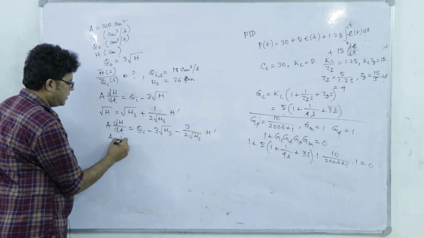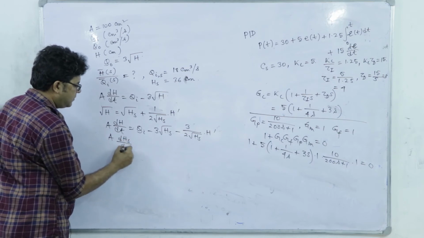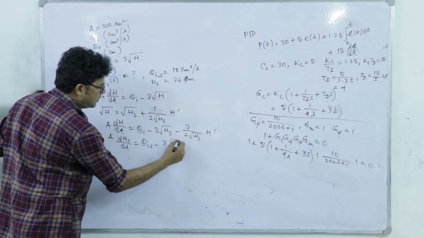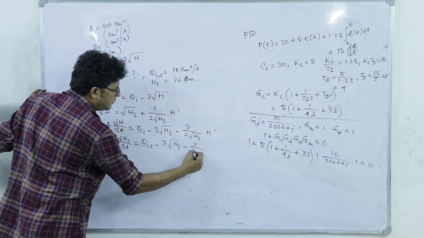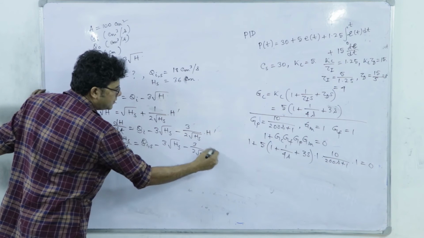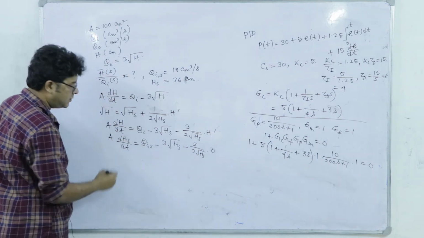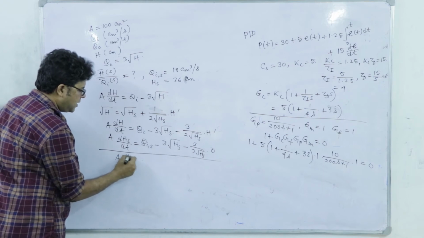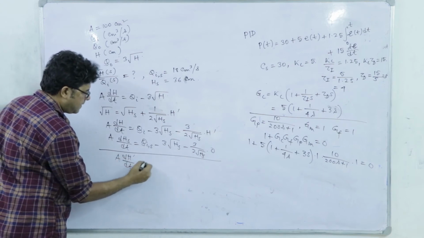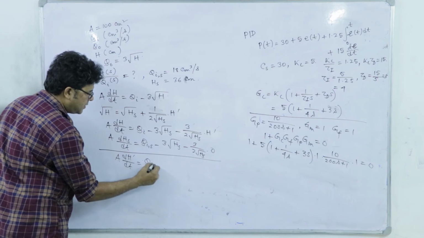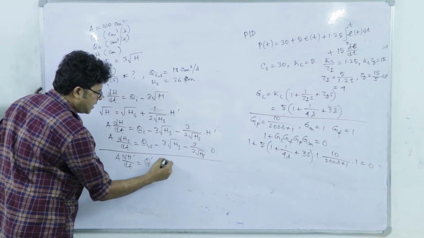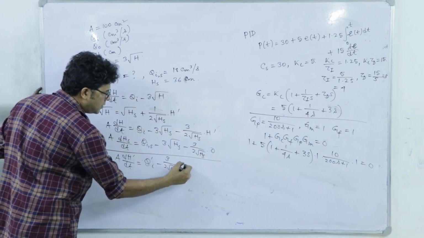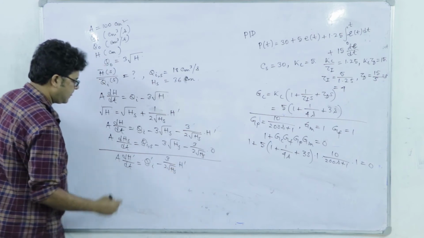Its steady state equation is A dHs/dt equal to Qis minus 3 under root of Hs minus 3 divided by 2 under root of Hs into 0, because H prime is 0 at steady state. If we subtract, we will get A dH prime/dt is equal to Qi prime minus 3 divided by 2 root Hs into H prime.